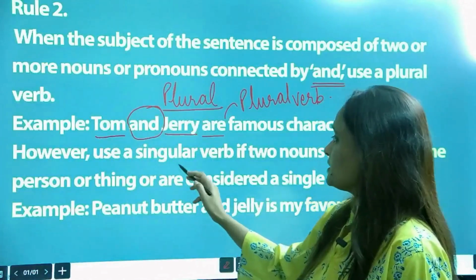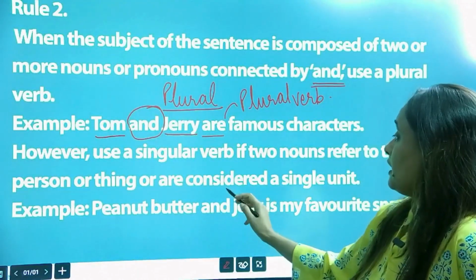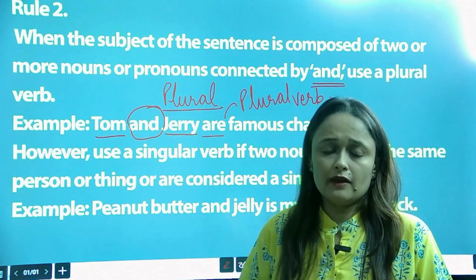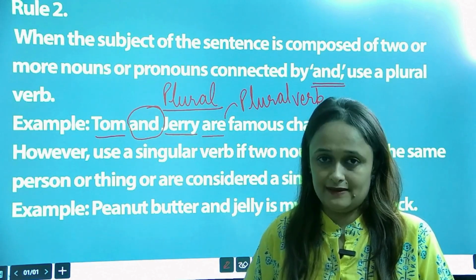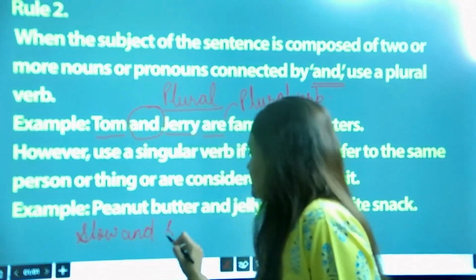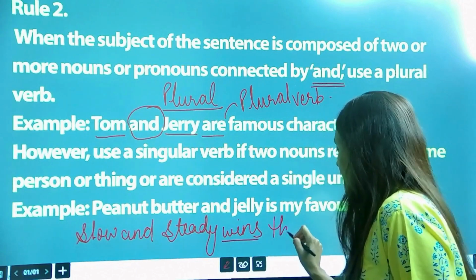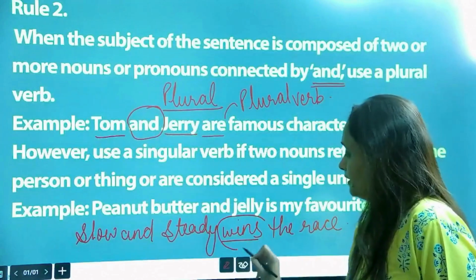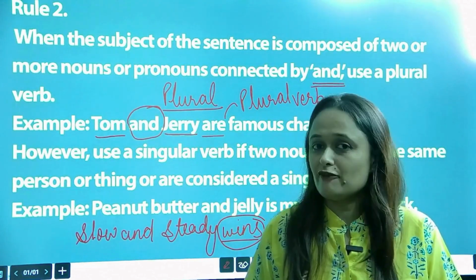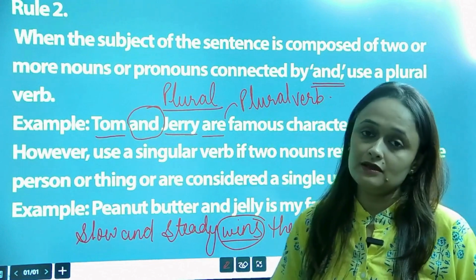However, use a singular verb if two nouns refer to the same person or thing or are considered as a single unit or an idea. Many times you may have heard the saying, slow and steady wins the race, right? Slow and steady wins the race. So here we are talking about one idea. For example, Rajma and rice is my favorite dish. So this is one idea, right? So we consider it as a singular subject.